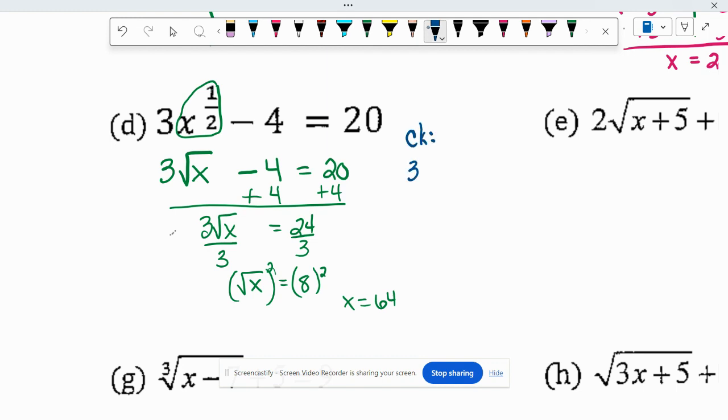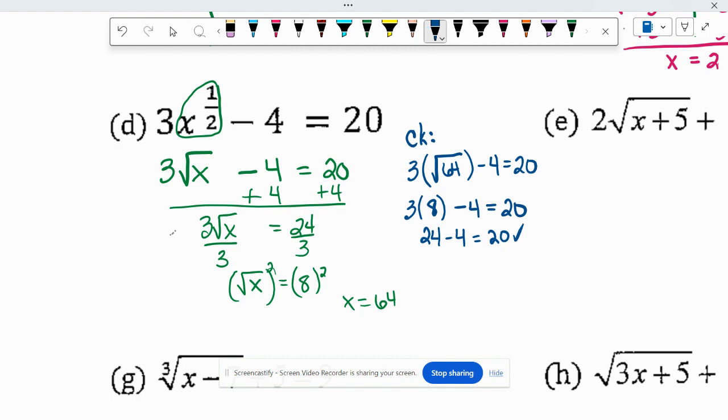So let's see. 3 times, I'm going to just write square root because that's what we know it is. The square root of 64 minus 4 equals 20. Well, what is the square root of 64? 8. So that's really 3 times 8 minus 4 equals 20. What is 3 times 8? 24. Does 24 minus 4 equal 20? Yes, it does.